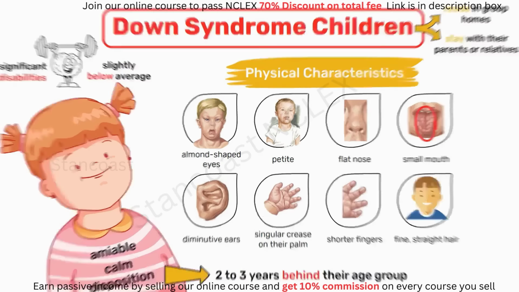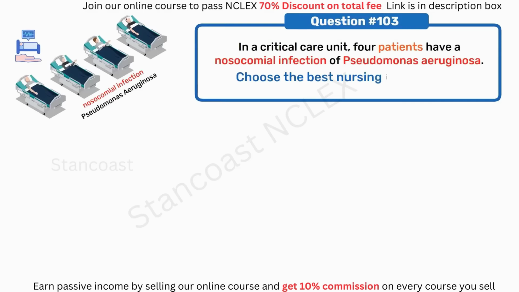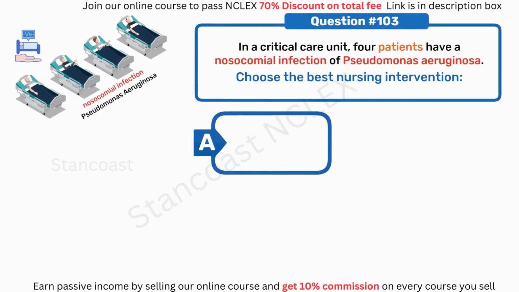In a critical care unit, 4 patients have a nosocomial infection of Pseudomonas aeruginosa. Choose the best nursing intervention. A. Ensure staff don't have artificial nails. B. Use an N95 mask for patient care. C. Start contact precautions. D.